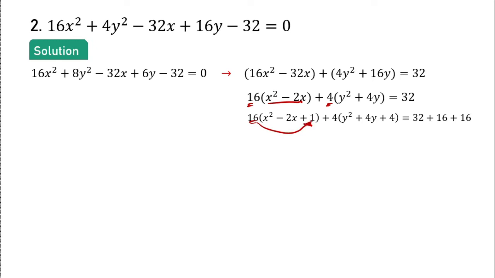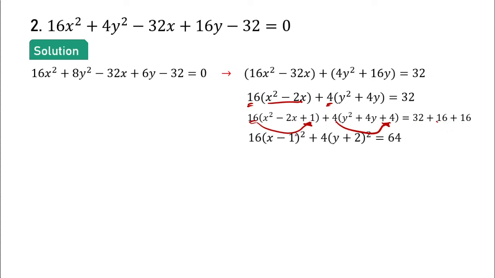So 16 times 1, so 16. Dito rin, 4 times 4 gives us 16, kasi nag-add tayo dito, nag-completing the square tayo dito. So pag in-expand natin ito, parang nagdagdag tayo ng 16, dalawang 16. So that's why 16 plus 16 dito.